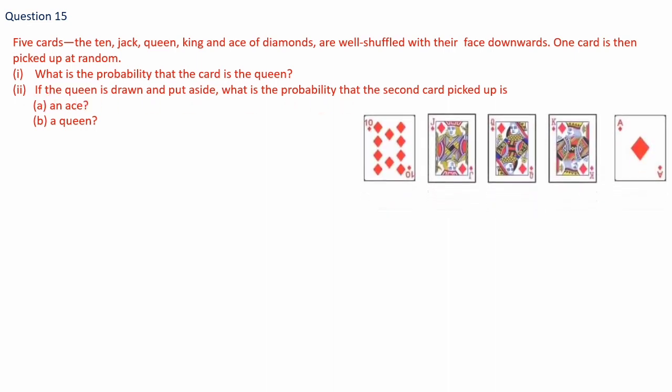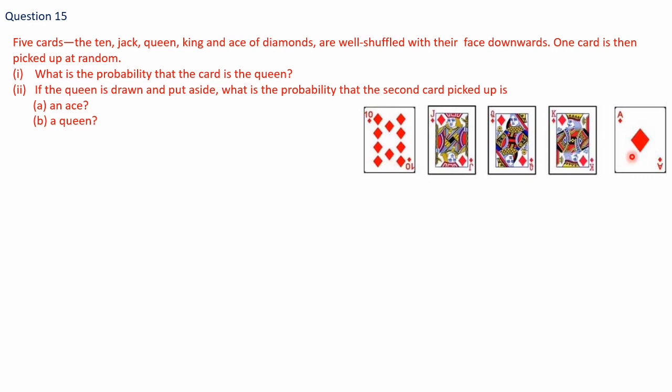So first one, when we check, there are 5 cards. 10, jack, queen, king and ace. And here probability of getting a queen. Out of these 5 there is only one queen, that is this one Q. So 1 divided by 5, because total 5 cards are there. Queen is only 1, so favorable outcome is 1 because that is the queen. 1 divided by total is 5. 1 by 5 is the probability.